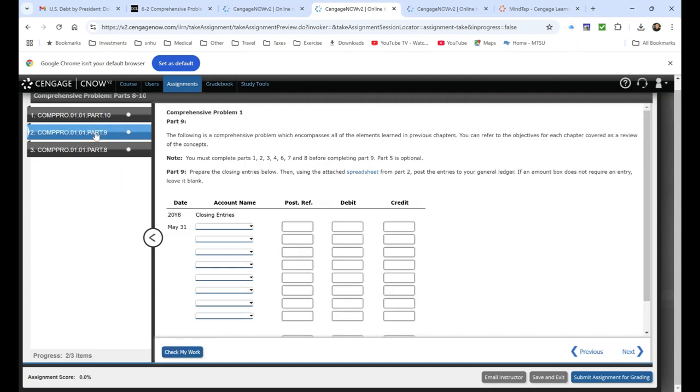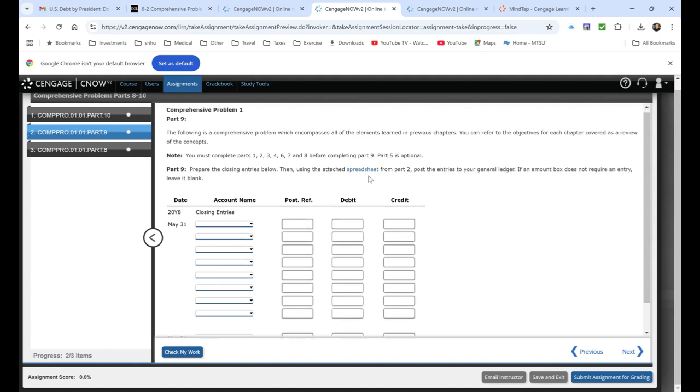Let's see, where is that spreadsheet? So part 9, you'll be using the attached spreadsheet for part 2. Post the entries to your general ledger. If the amount box does not require an entry, leave it blank.